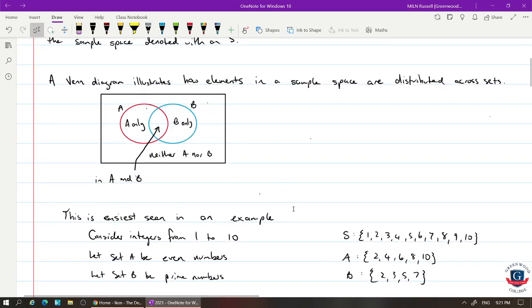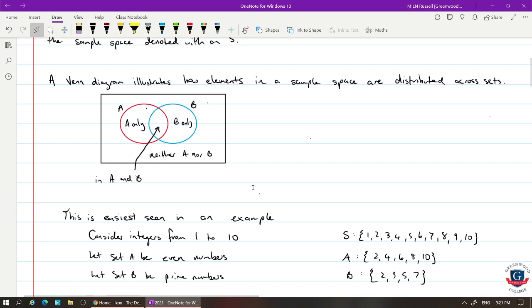We commonly use a Venn diagram to show how elements in a sample set are related, and how they're distributed across sets. So in this case, we've got two sets, set A and set B. Set A is going to be in the red circle, set B is going to be in the blue circle. This region here in the middle, that's where we're going to put elements that are in both sets. Out here, we'll put elements that are neither in A nor B. Elements that are only in A we'll put in this region, and elements that are only in B we'll put in this region. There are four regions, 1, 2, 3, and 4.